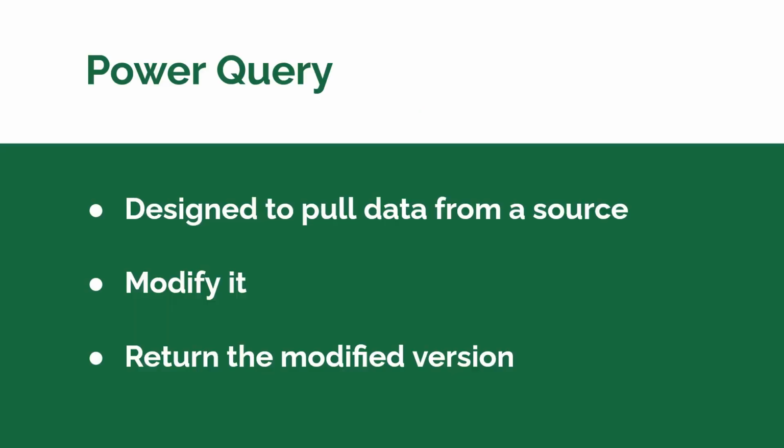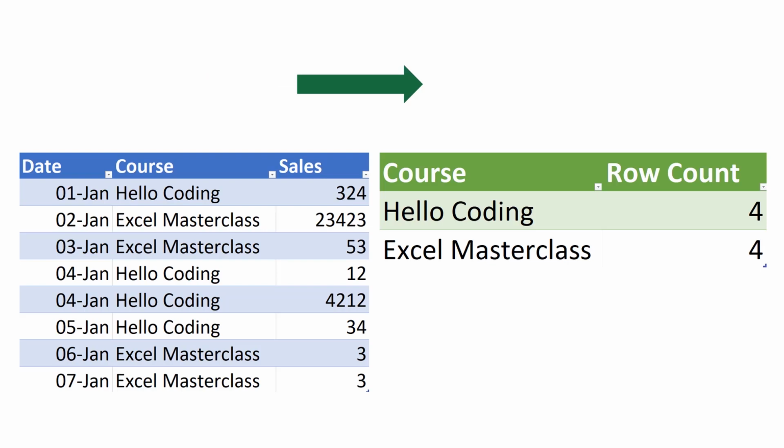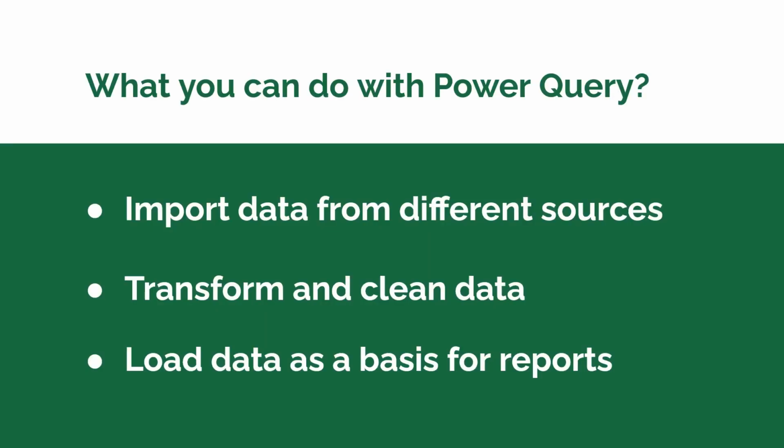Power Query was designed to pull data from a source, transform it, and return a transformed version. And since its initial creation, Power Query has gotten more and more tools and capabilities. Another example here, we can take a list of data about sales of a product, and we can count how many times a product appeared in the table.